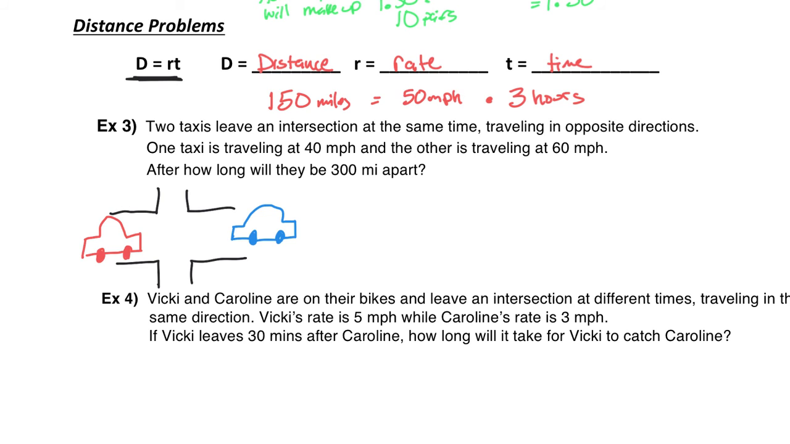The red taxi is traveling in this direction at 40 miles per hour. The blue taxi is traveling in the opposite direction at 60 miles per hour. Now we know exactly how fast each car is going. There's no questions there. We know they started at the same time. So let's just try making a chart.